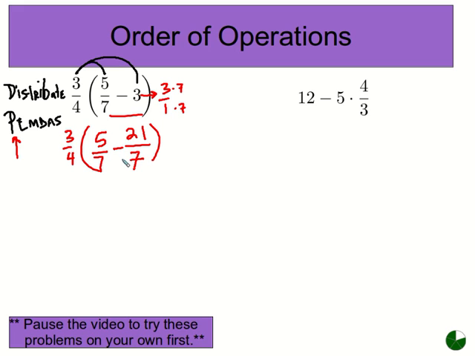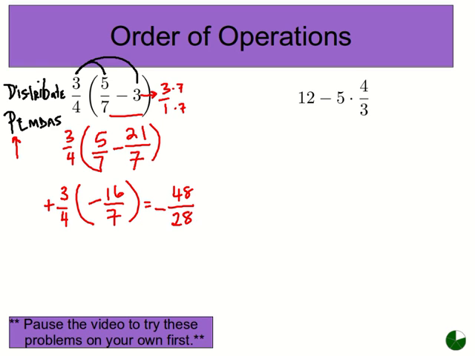To subtract these two, I subtract the numerators. 5 minus 21 is negative 16. Keep my denominator. And then I just need to multiply by 3/4. Multiply our numerators. 3 times 16 is 48. 4 times 7 is 28. And a positive times a negative is a negative.